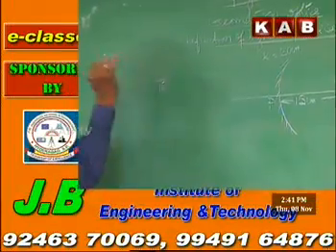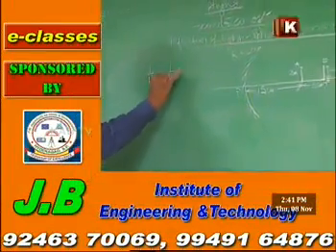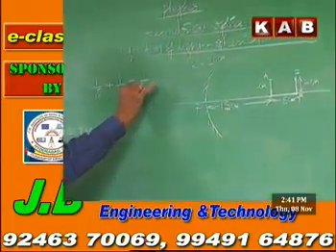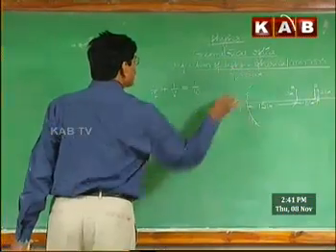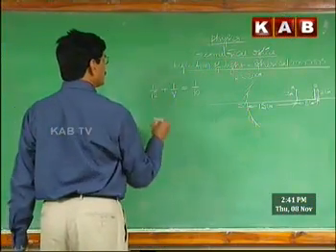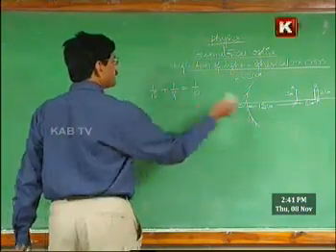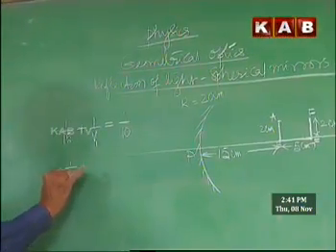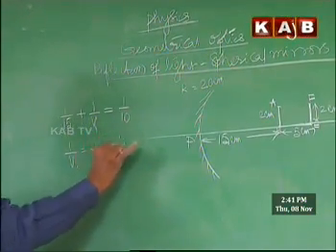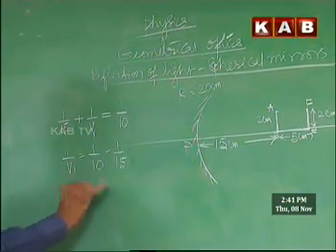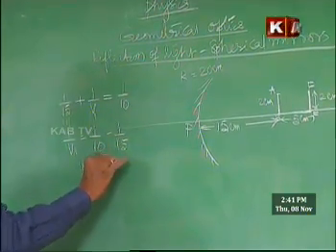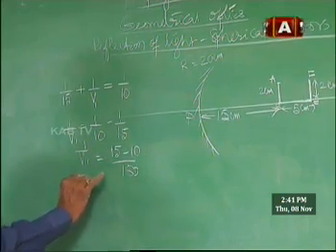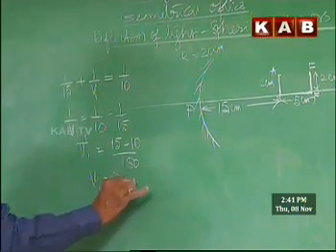Therefore, 1 by v plus 1 by u is equal to 1 by f. The radius of curvature is 20 centimeters, so the focal length is 10 centimeters. Therefore, the image distance of this object AB comes out as 1 by v1 is 1 by 10 minus 1 by 15. 1 by v1 is 1 by 30. Therefore, v1 is 30 centimeters.